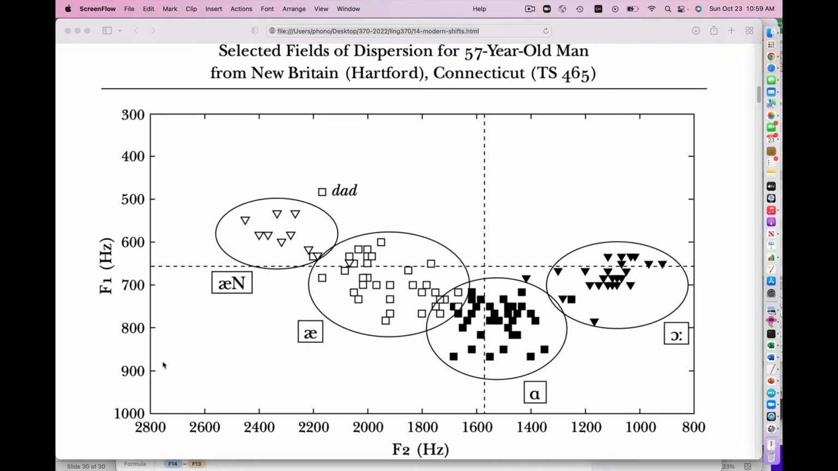And what you see in this chart, these are recordings of tokens that have either æ, ɑ, or ɔ, and the æ pronunciation comes mostly before a nasal. There's this one outlier, dad, that does have a quite raised vowel, but we have raising and fronting before the nasal, and then we have a contrast between ɑ and ɔ.